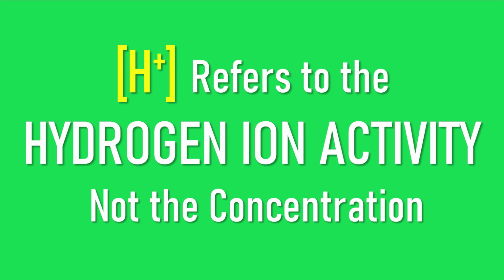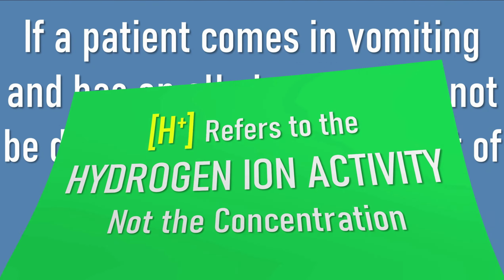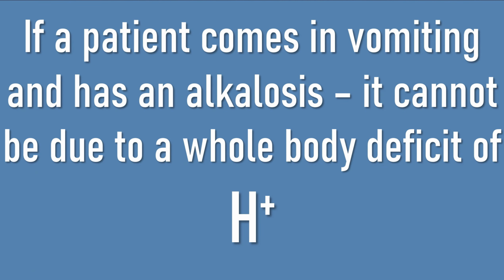And what that means is that if a patient comes in vomiting and has an alkalosis, it cannot possibly be due to a whole body deficiency of hydrogen ions, because there is a limitless supply of hydrogen ions in the body. They're made up 60% of water. So let's move on and talk about what acids and what bases actually are.